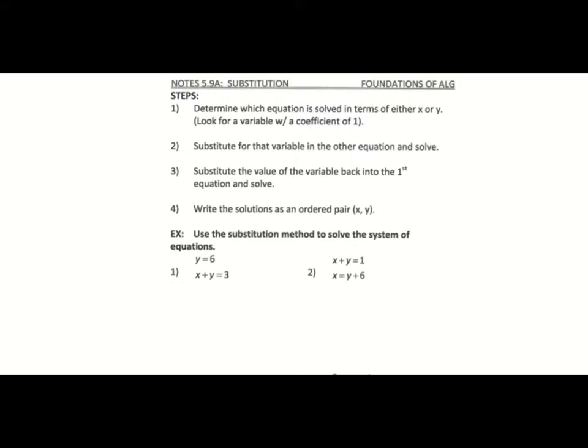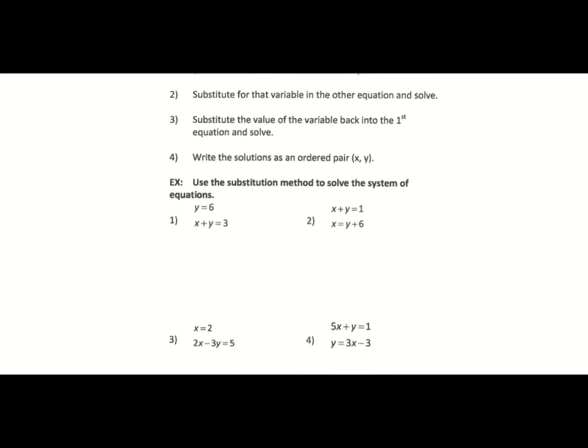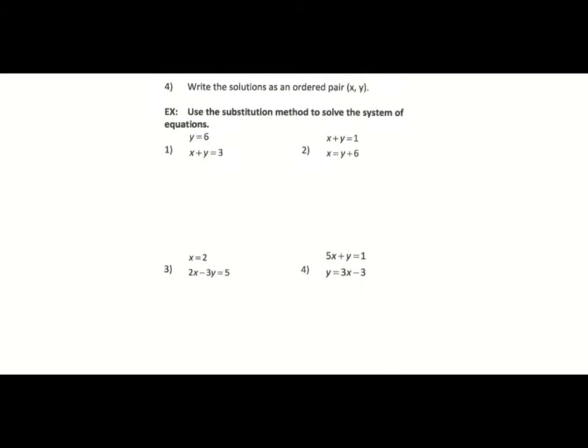The steps that we follow to use substitution: step number 1 is to determine which equation is solved in terms of either x or y. So we're going to look for a variable with a coefficient of 1. Then we're going to substitute for that variable into the other equation and solve. Step number 3 is to substitute the value of the variable back into the first equation above, and then we finally write our solution as an ordered pair in step number 4. So this will be easier to explain using some examples.